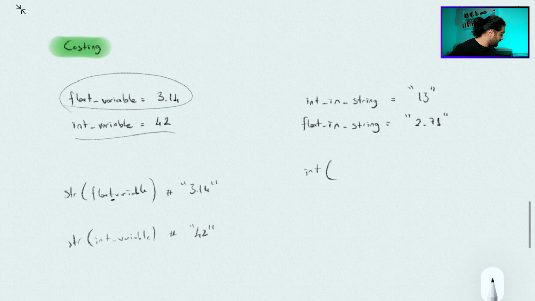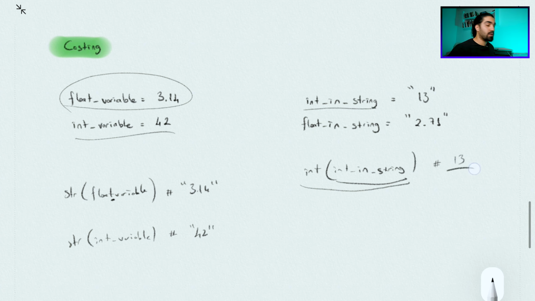And when you put this variable, for example, in int, let's say string, so this is a string, right? And I want to convert it to an integer. And it's really easy to do that. You will just get a result of 13.